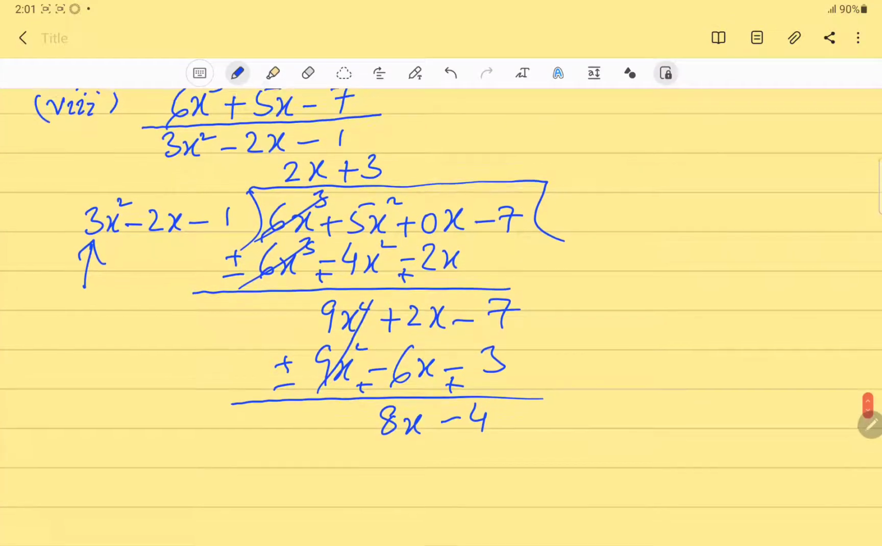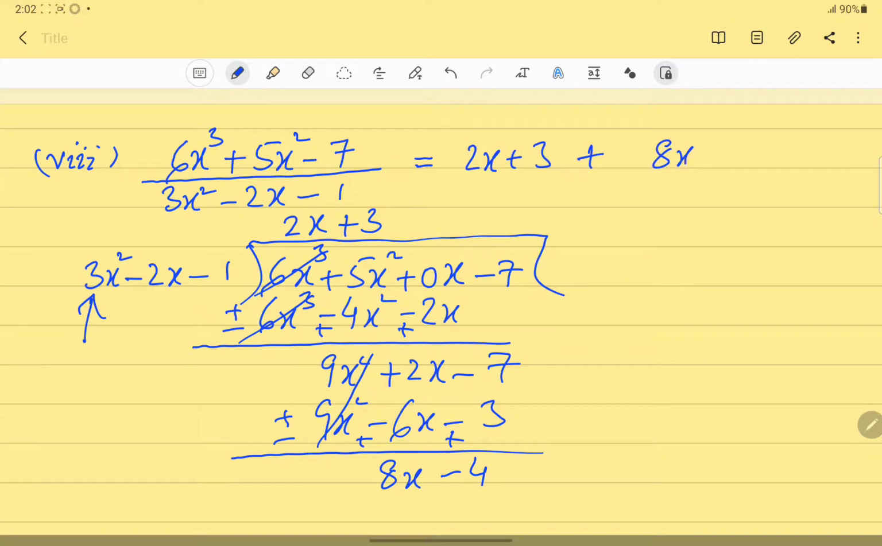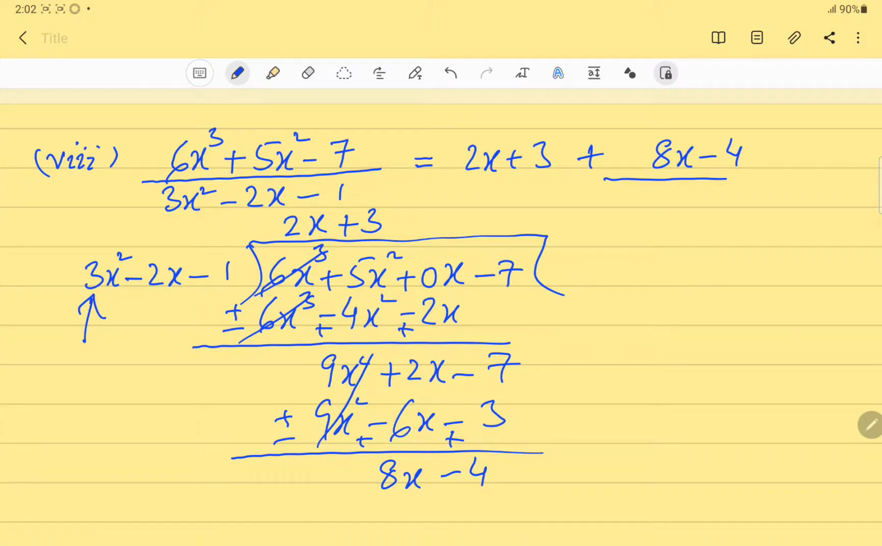So in this case, our fraction will look like 2x plus 3 plus 8x minus 4 over 3x squared minus 2x minus 1.